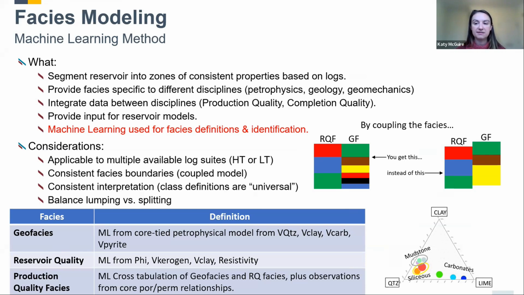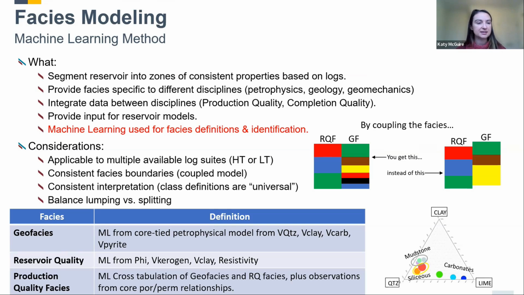Geological and reservoir quality facies are developed using core-tied petrophysical models specific to each formation in the model. These facies are developed with machine learning algorithms. This is what Dave talked about last week, to provide input to our reservoir simulation models. We use ML to utilize both high tier and low tier logs to create consistent data sets and coupled boundary models that can be universally applied within the model area.